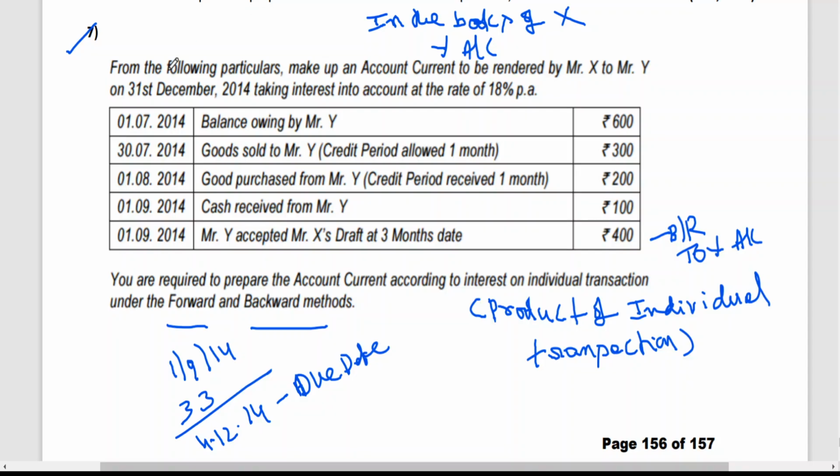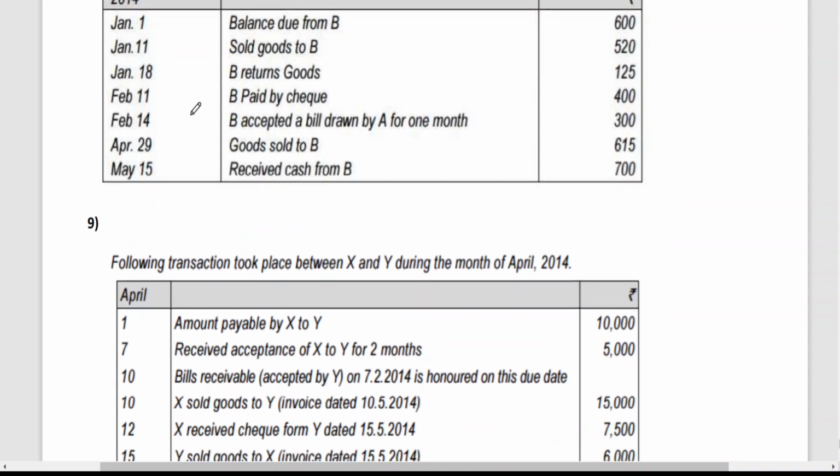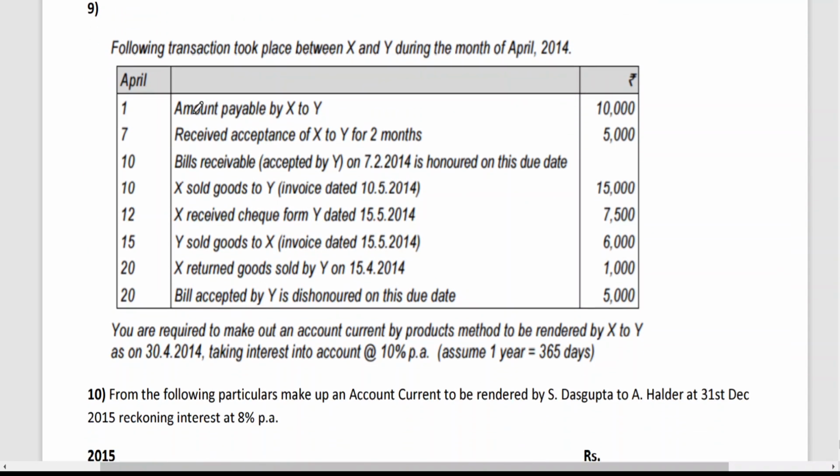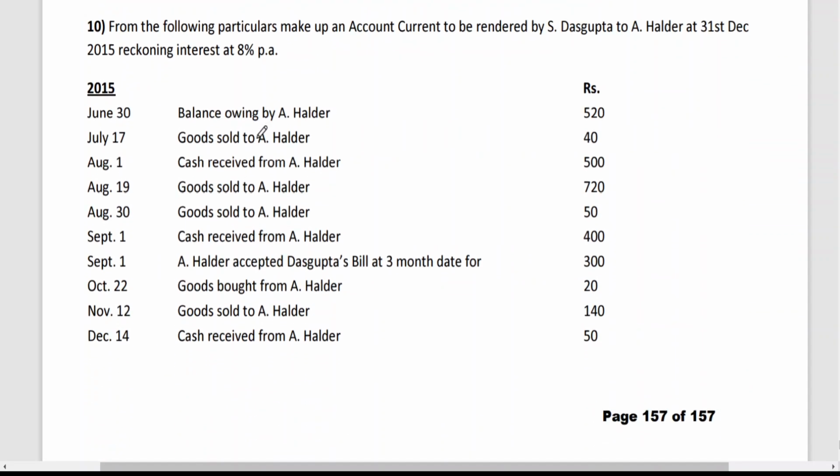It's a simple topic. Now this seventh is an important model, and after that I wish to take the next. The eighth one I have already given as homework to you. So this is the ninth one I want to take, and the 10th problem you can do it, my dear friend. The 10th problem is simple. Balance owing by A Halder, who is sending the account current to be rendered by S Das Gupta to A Halder? That is A Halder in account current with S Das Gupta. Balance owing by A Halder is nothing but a debit balance.